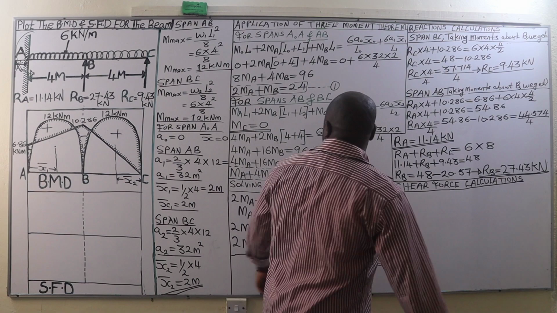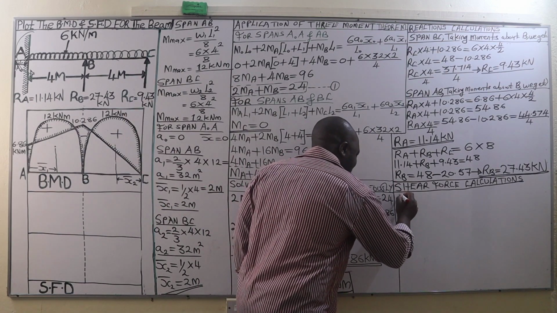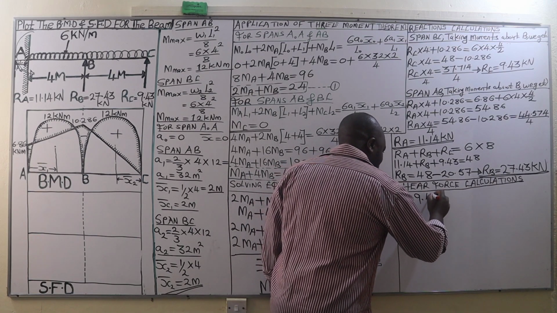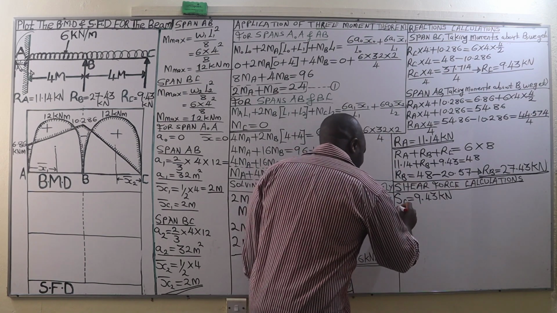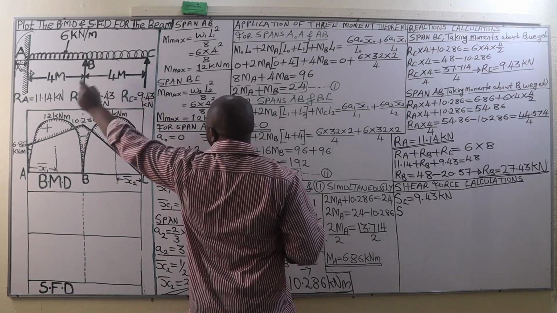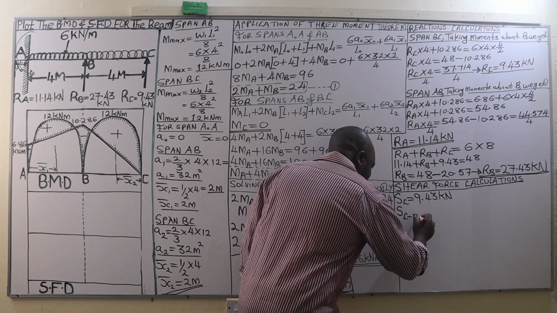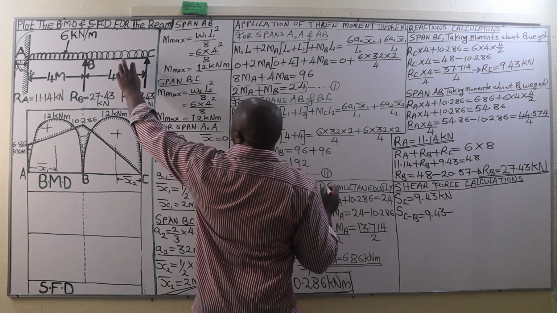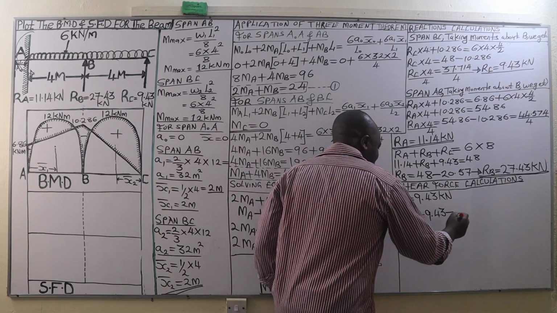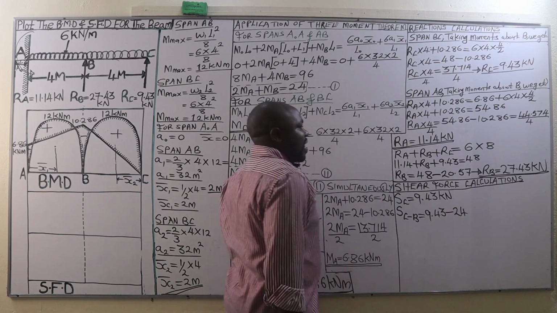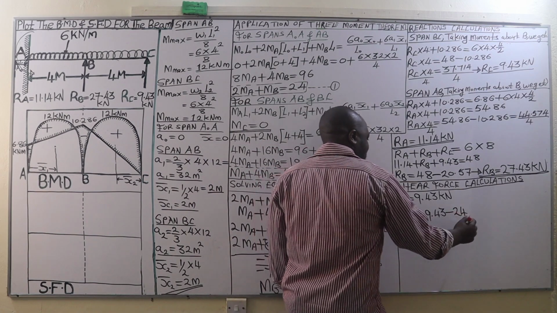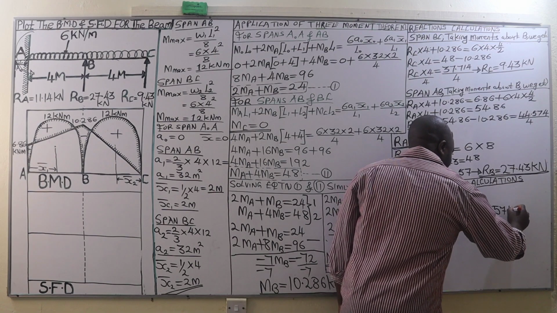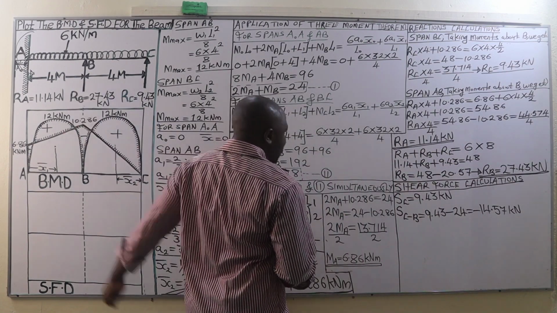shear force calculations. And in this case, we are going to begin with the end C. So we have the shear force at C, which will be equivalent to the reaction at C. That is 9.43 kilonewtons. Then we go to shear force between C and B, which is going to change uniformly from 9.43 kilonewtons, minus the load between C and B, that is a UDL of 6 kilonewtons per meter, multiplied by its span, which is 4 meters, and that's going to give us 24. 9.43 minus 24, that is negative 14.57 kilonewtons.